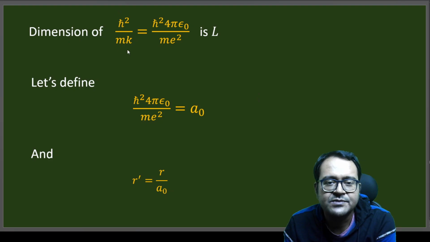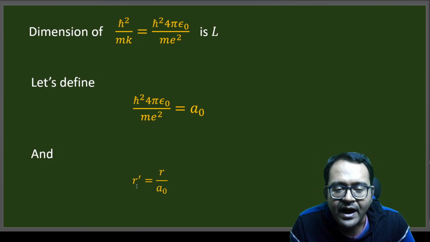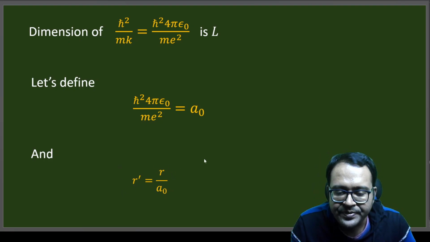So the dimension of h bar squared by mk is L, as you already know. Let's define h bar squared 4 pi epsilon naught by m e squared as a0. This is the Bohr radius. I know the numerical value of it; it's around 0.5 Angstrom. So let's define a0, and let's define r prime as r by a0. Why am I doing it? r is of dimension L. So if you define r prime as r by a0, your r prime would be dimensionless and your result will be just a number.